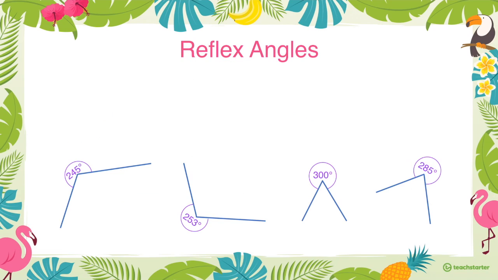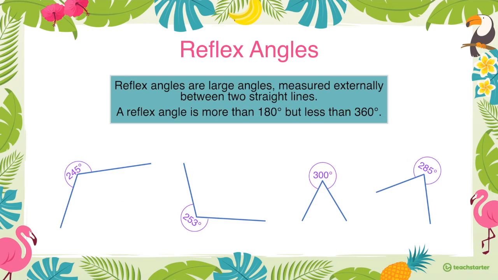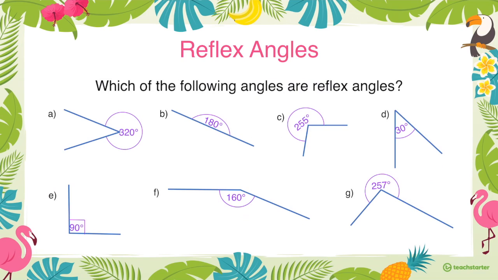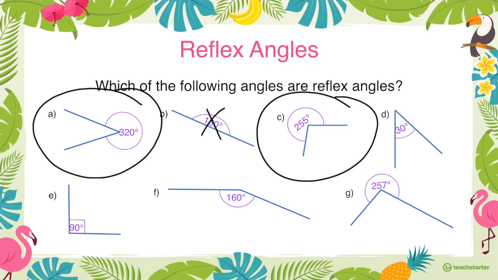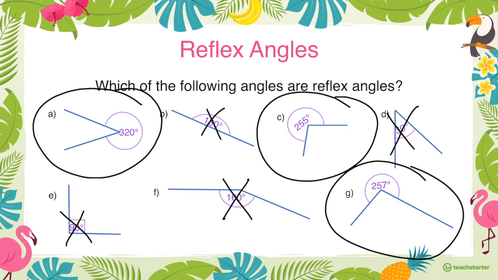Next we have reflex. Now reflex is like it's flexing all the way back. So it's more than 180, but less than all the way around, so not 360. So let's have a look. This one is more than 180. This one is 180, so it's not a reflex. This is larger than 180. 30 is smaller than 180. 90 is smaller than 180. 160, that's an obtuse angle, not a reflex. 257, that's larger than 180, that's a reflex.